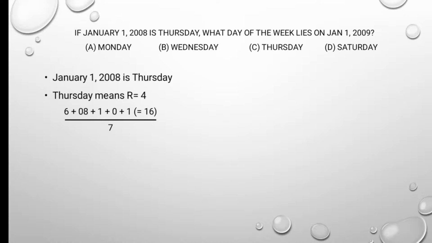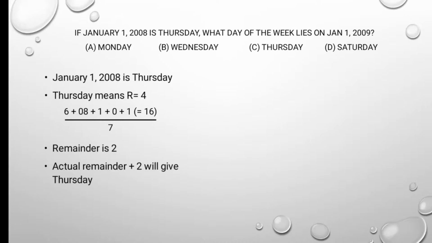When we put it in the formula, 6 is for the century code, 08 is for the year, 1 is for leap years, because for a leap year we have January. So 8 divided by 4, that is 2, minus 1 is the number of leap years here, plus 0, that is the month code for January, plus 1, that is the date. So when 16 is divided by 7, you will get the remainder as 2.